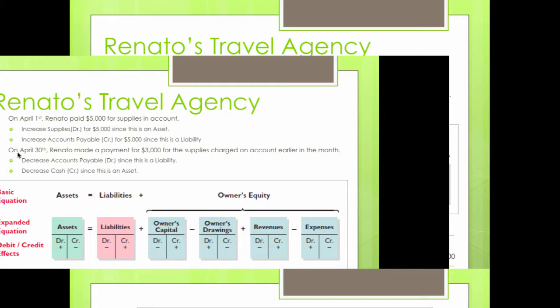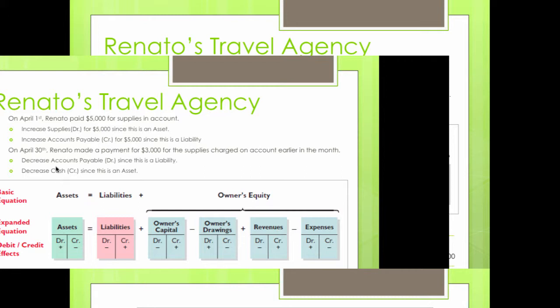Now, the next transaction says on April 30th, Renato made a payment for $3,000 for the supplies charged on account earlier in the month. So this means that at the end of the month, Renato decides to submit a payment to his credit card balance so it could be decreased. It's going to be affecting our accounts payable account and our cash account. It's going to affect cash because we're going to be paying this credit card with cash.